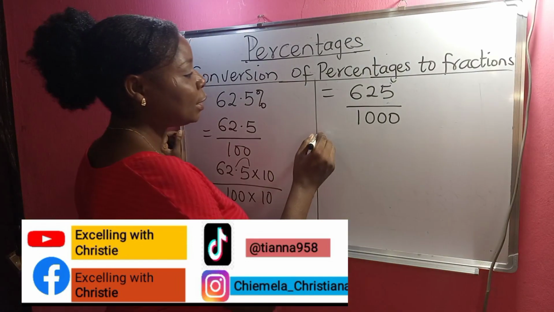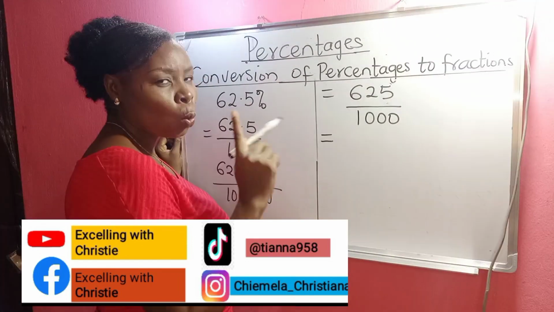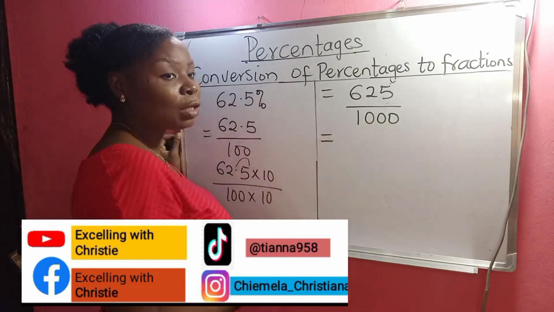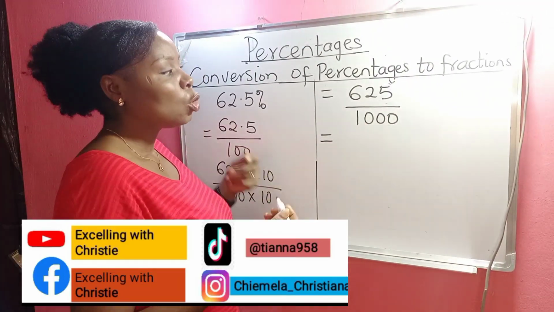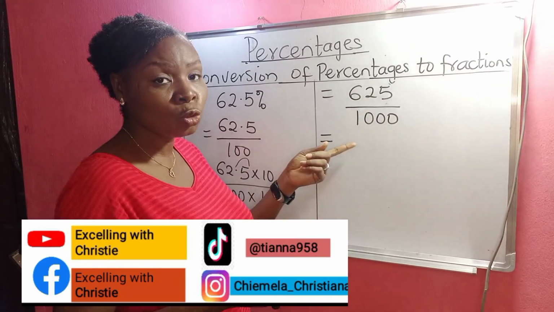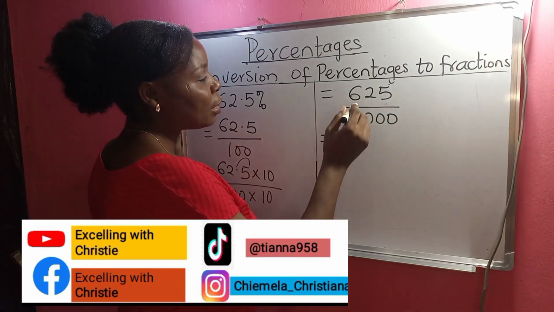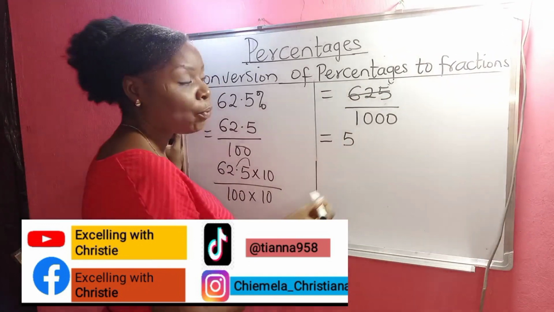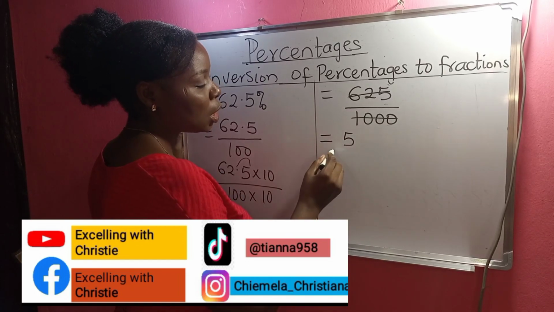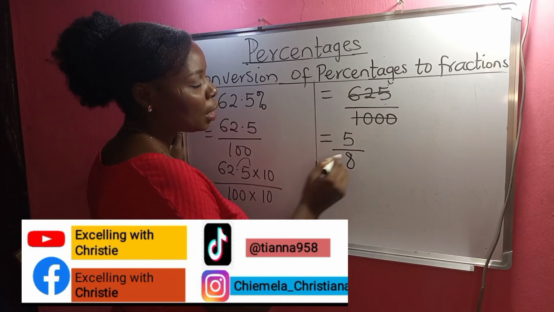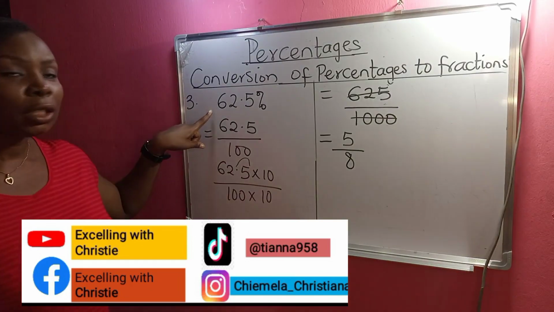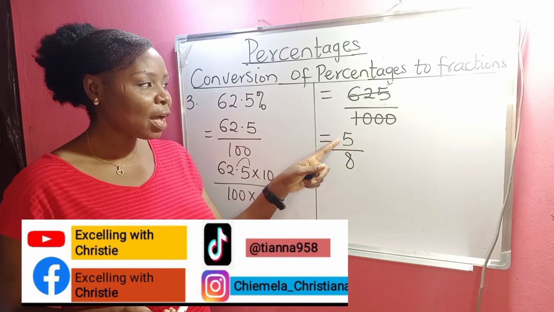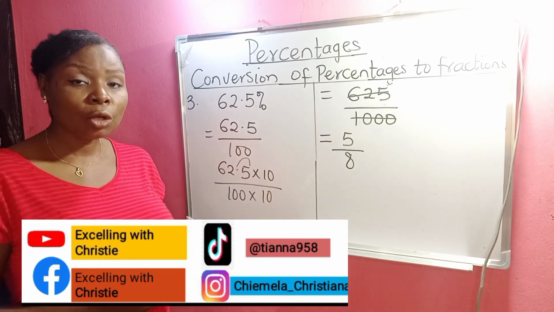When we divide, let's use 125 to divide. You can actually use 5 and divide down, but that will take you a little bit of time. I want to use 125 to divide this. So I divide 625 by 125. That gives me 5. And I divide 1000 by 125. That gives me 8. So 62.5% in fraction form is 5 over 8. I hope you do understand.